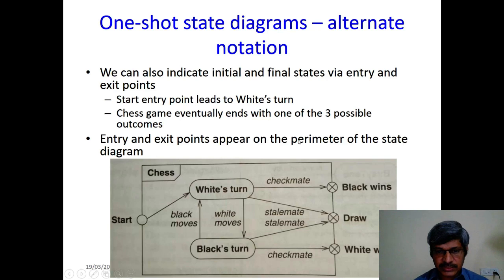So this is about the state diagram. We have seen both continuous and one-shot state diagrams. Hope this is clear.